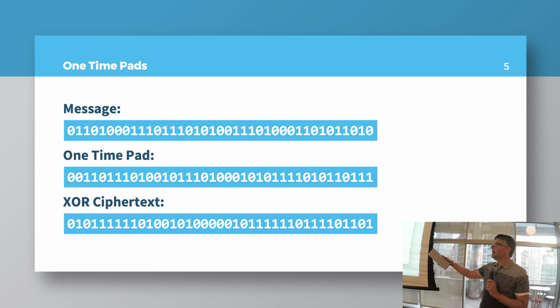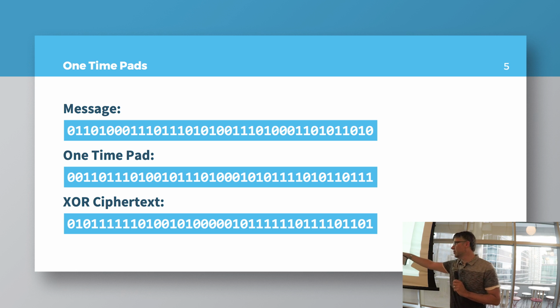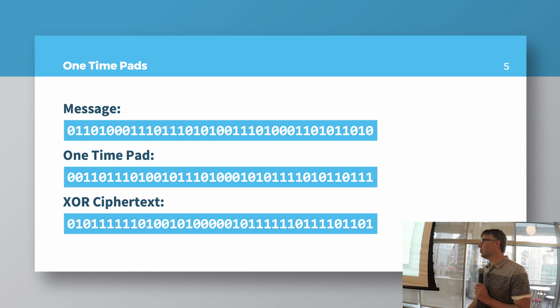And what we do is we use the XOR algorithm to generate a ciphertext using that one-time pad. Basically, whenever there are two zeros between the message and the one-time pad, we put a 0. If there's a 1 in one of them but not in the other, then we put a 1. And if there are two 1s, we put a 0. So that's the XOR operation.